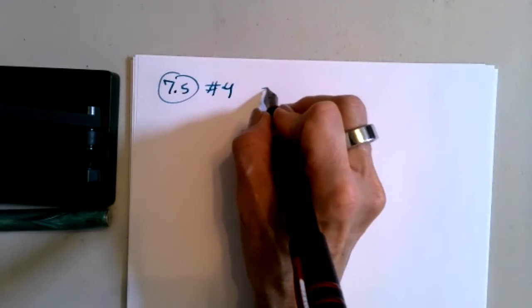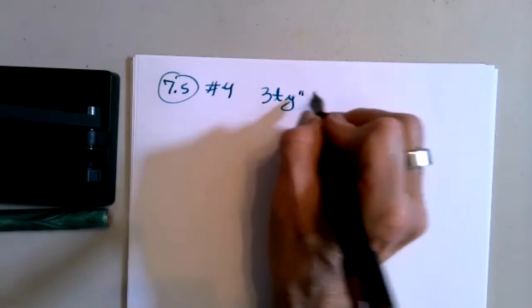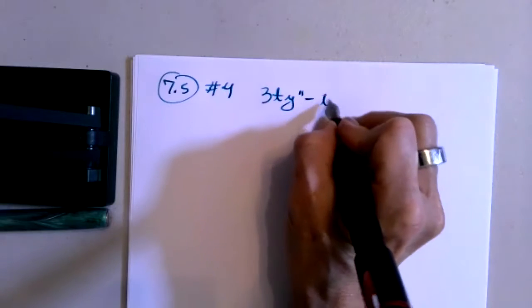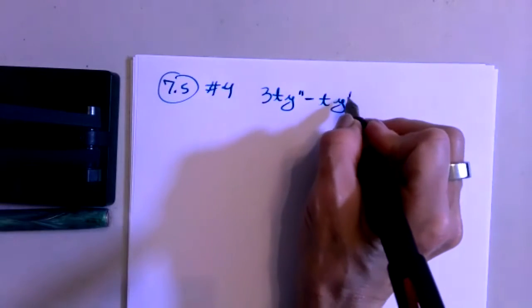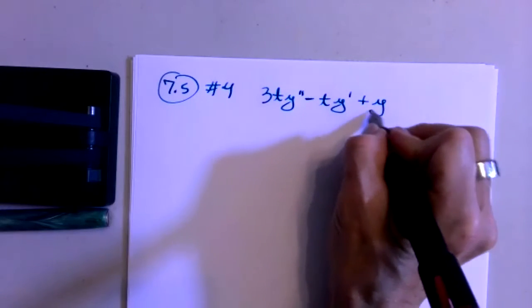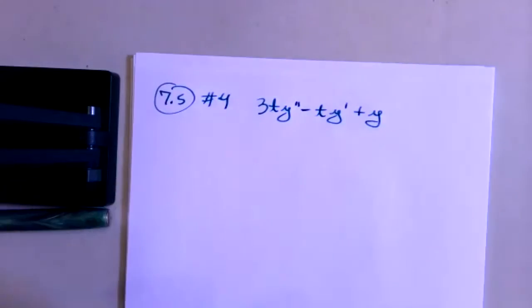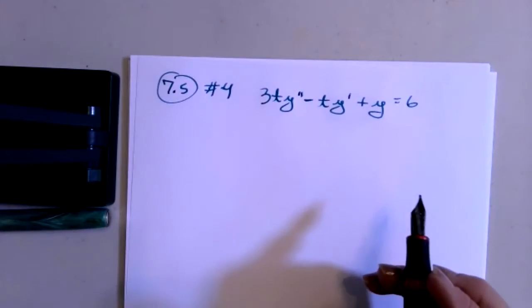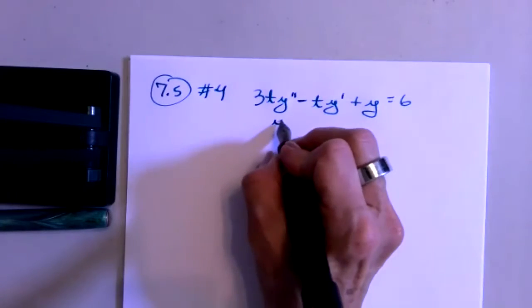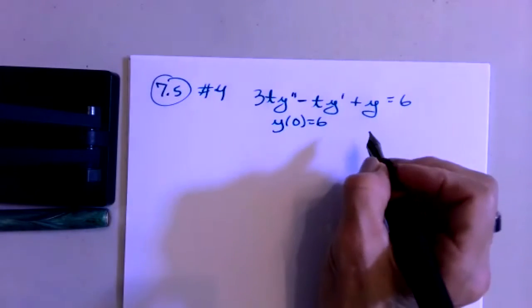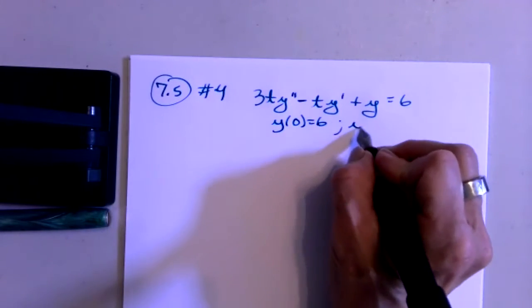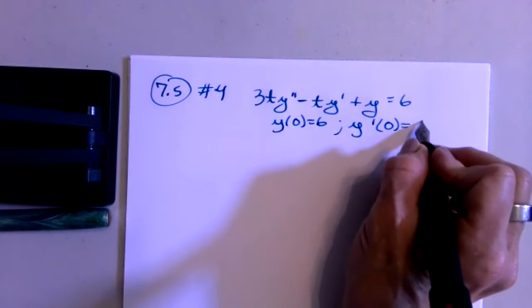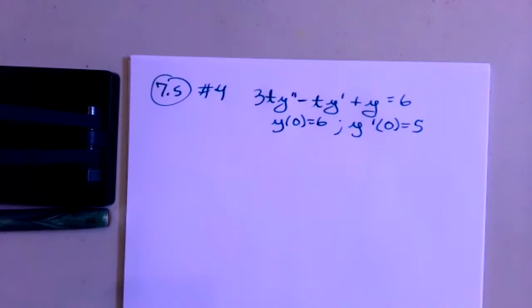And your equation is 3t y double prime minus t y prime plus y equals 6. And then you have y of 0 is equal to 6, and y prime of 0 is equal to -5. Okay. And we're going to need the table of both Laplace transforms and the properties of Laplace transforms.